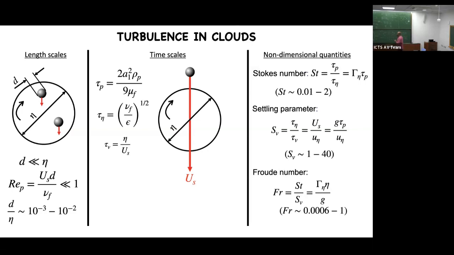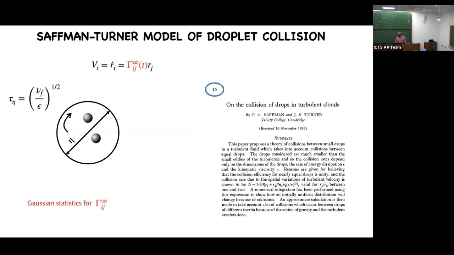So which will give you then a Stokes number that is going to tell us how important is the role of particle inertia with respect to the time scale, the Kolmogorov time scale. You can get a settling parameter, which tells us how rapidly you fall with respect to the velocity of the Kolmogorov eddy. So the Stokes number is typically not very large, and the settling parameter, or this number SV, can be quite significant.